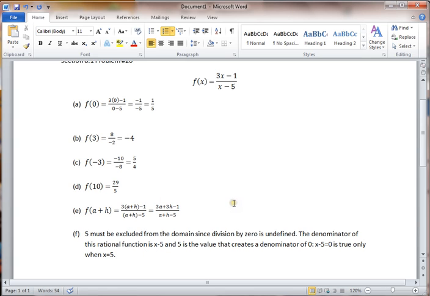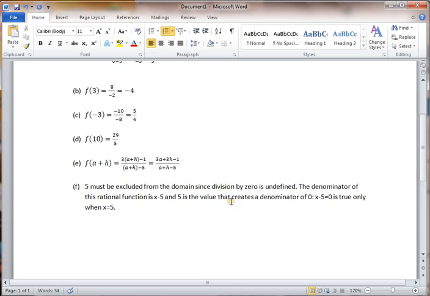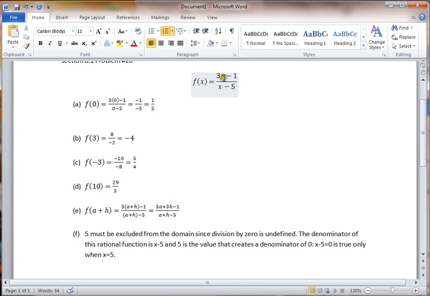Last part of this question asks the question, why must 5 be excluded from the domain? And of course, this is just domain questions. You're looking for division by 0 and square roots of negative numbers in general. And when we get to logarithms, there's some extra things you have to do. But the value of 5 is exactly the value that's going to create division by 0. 5 minus 5 would give you 0.